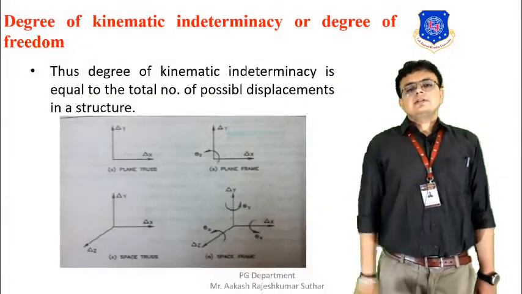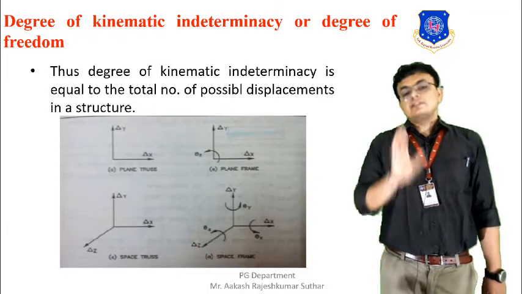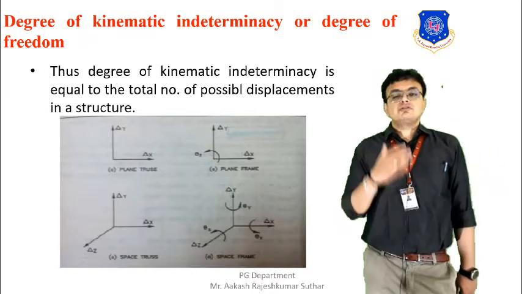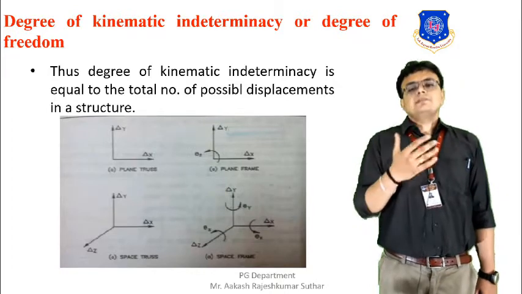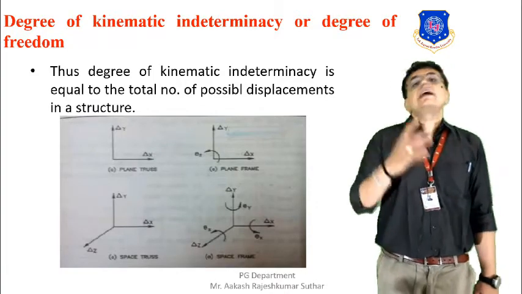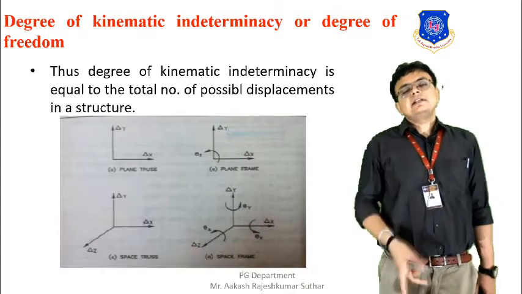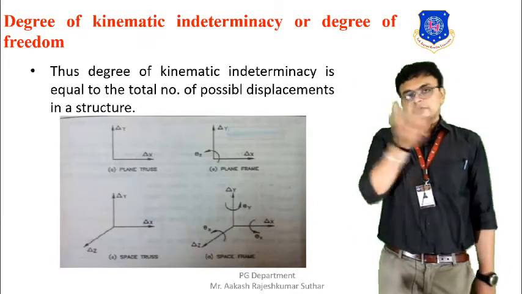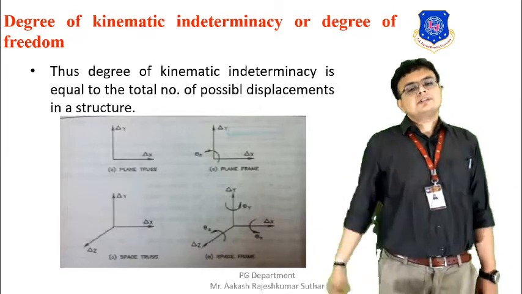You can see over here, thus the degree of kinematic indeterminacy will be equal to the total number of possible displacements in a structure. That means the number of possible displacements that can take place in a structure without any restriction, what kind of rotation it can have when it is being loaded. You can see over here that in a plane truss there is only delta x and delta y. For the plane frame, delta x is deflection in the x direction, delta y is deflection in the y direction, and also the moment or rotation in that direction.